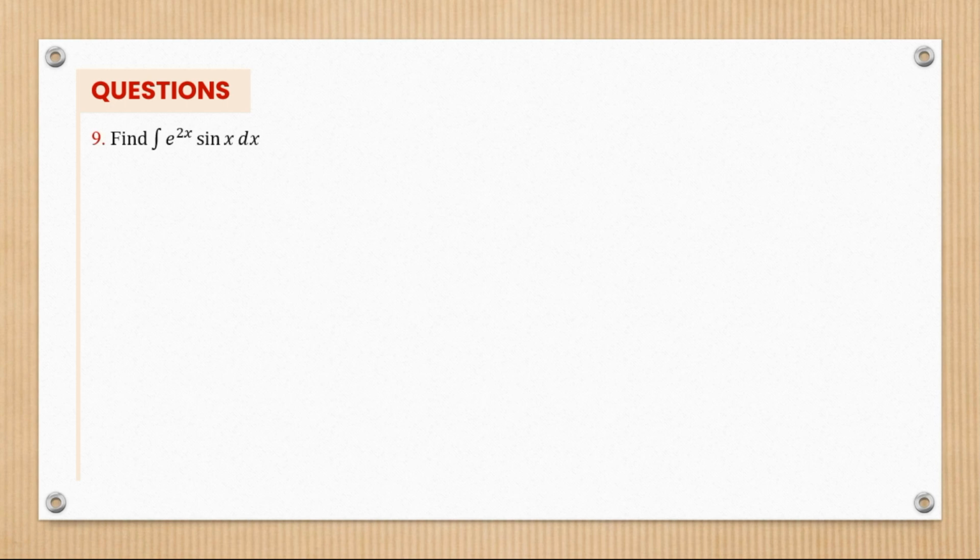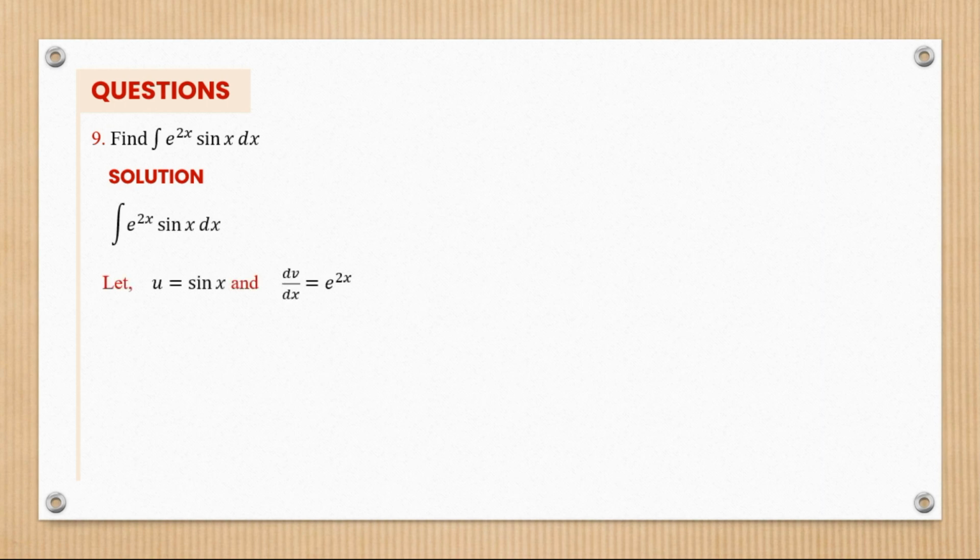Alright, so question number 9. We're being told to find the integral of e^(2x) sin x dx. So these are also two functions. This will also require integrating by parts, because you can see that u substitution won't work, and trigonometric substitution will not work in this case. So we're going to use integration by parts.